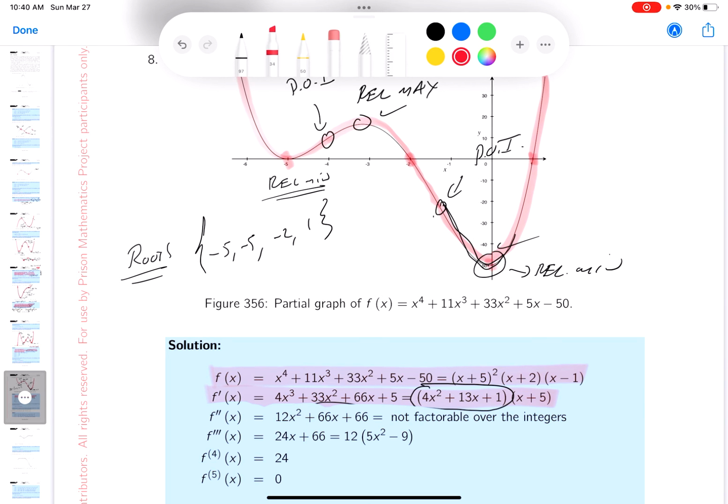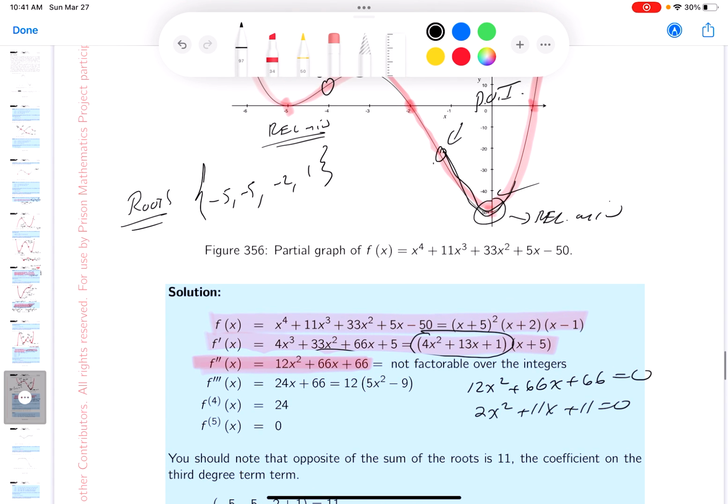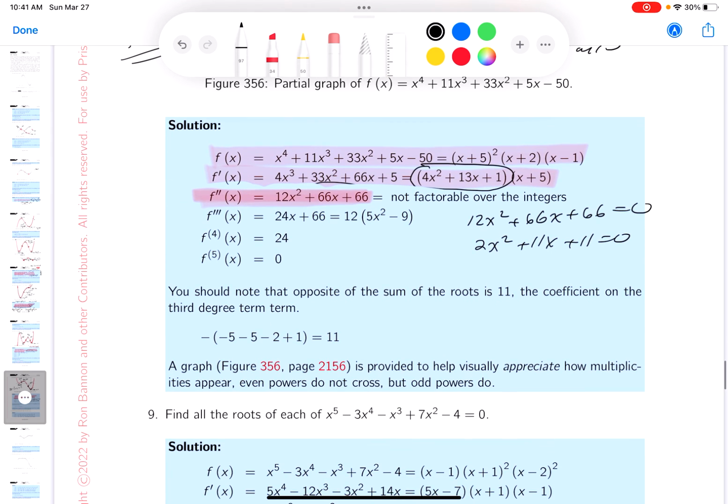I did that mistake several times already today, which is not bad to do. Let me point out what I mean by that. You have to do 12x squared plus 66x plus 66 equals 0. I'd probably factor a 6 out and divide both sides by 6. 2x squared plus 11x plus 11 equals 0. And you solve that, and you'll get these 2 points of inflection. All right, thank you.